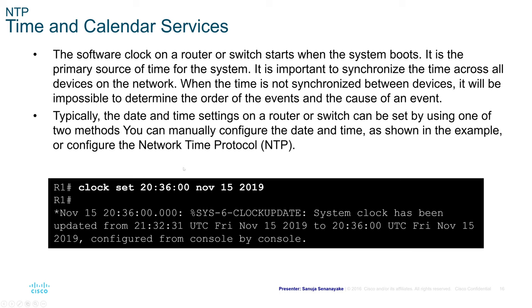Configure and verify NTP. On a Cisco device, before NTP is configured on the network, you can run the show clock command to display the current time on the software clock. You can run the show clock command with some options to check that information. With the detail option, notice that the time source is user configuration.